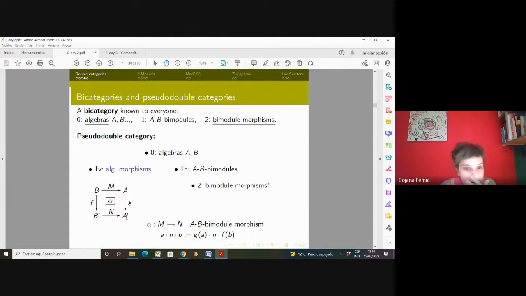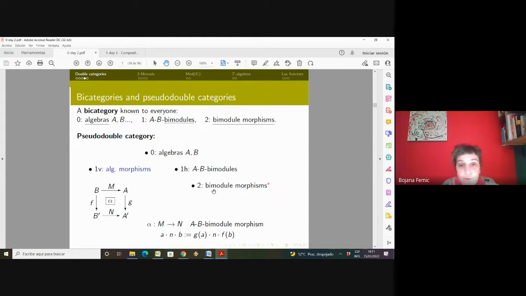square. Let us apply our example to this square. The vertices are 0 cells, which are algebras. On the horizontals are AB bimodules. If M is an AB bimodule, I write first B and then A, so this is the other way around. And N here is an A prime, B prime bimodule. And now on the verticals, I put algebra morphisms from B to B prime and from A to A prime.